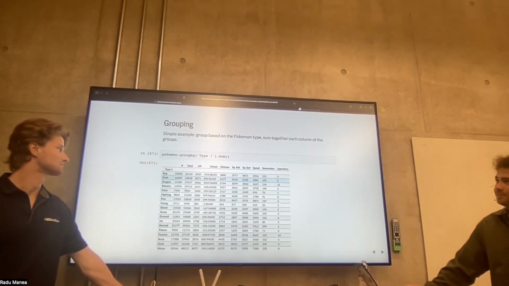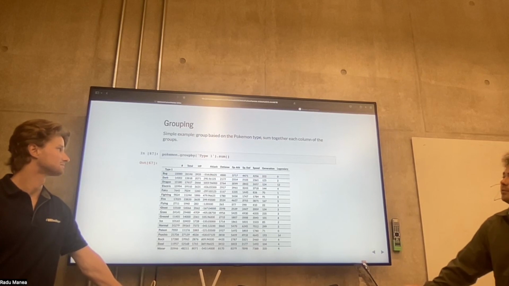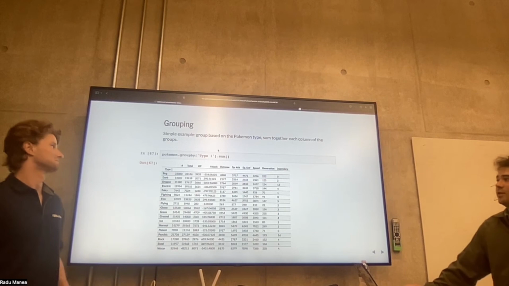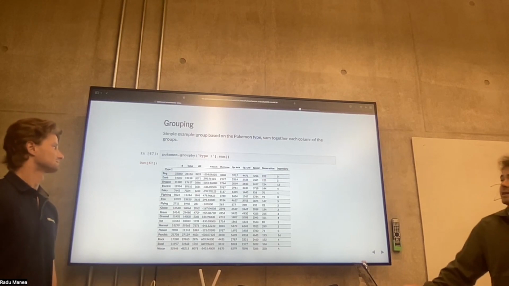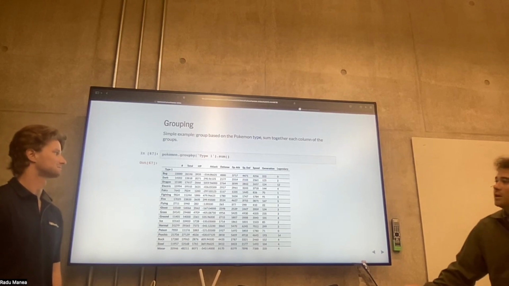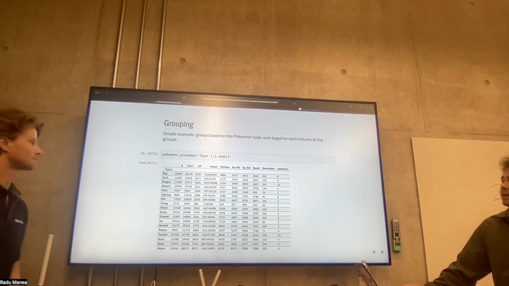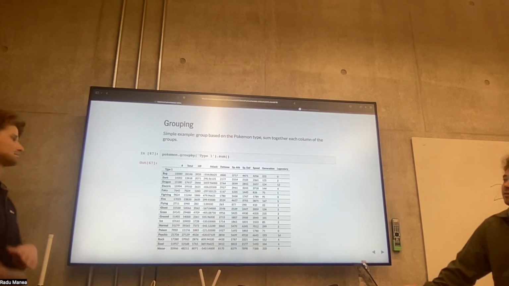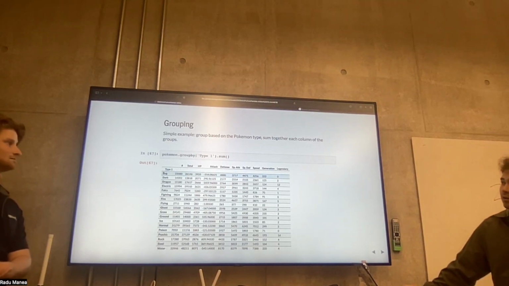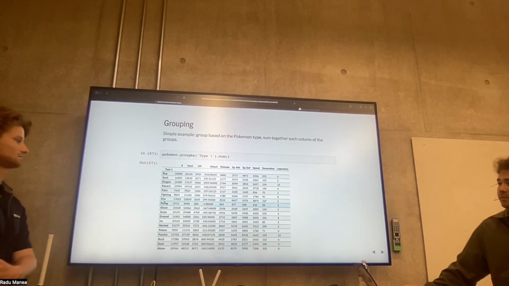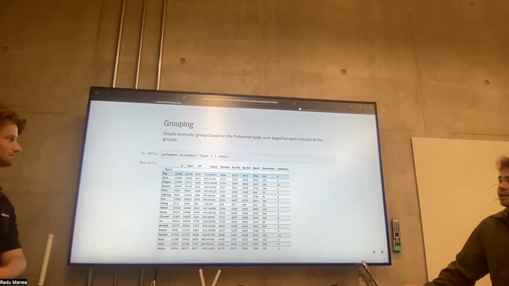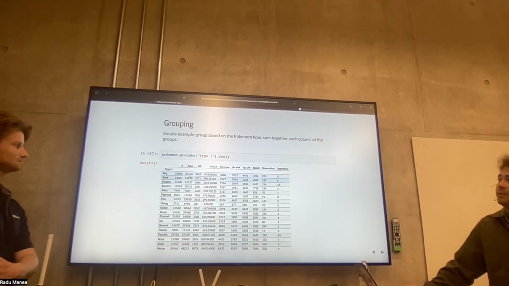So for example, let's say that we wanted to group Pokemon based on their type and then sum together each column of the groups. The way that we would do that is we take our data frame, which is Pokemon, and we use the pandas group by function. So we're going to be grouping by the type 1 column. Now, as you can see, the index of the rows is now type 1. So we have each unique value in type 1. And then the rest of the columns are aggregated by the sum.